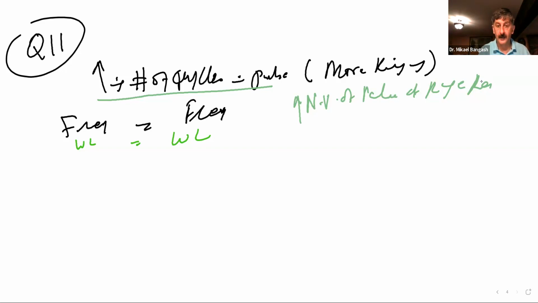But what they may ask you here is what is going to be the effect of increasing the number of cycles in the pulse on the resolution. Since the numerical value increases, that is going to cause the resolution to decrease, or we can say get degraded.